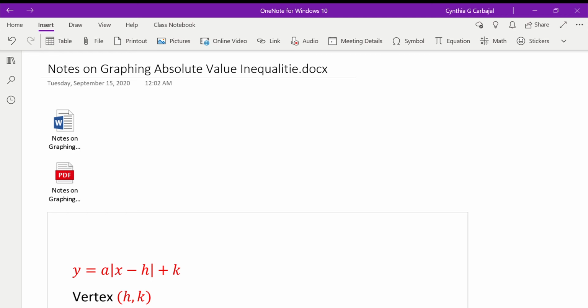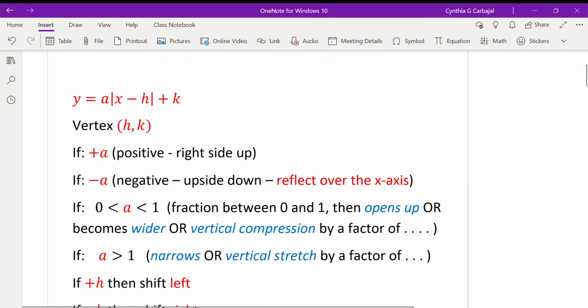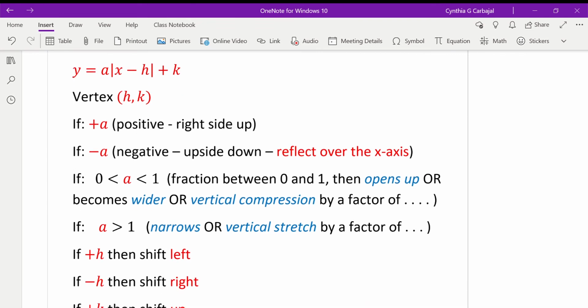Hi guys, today we're going to be graphing absolute value inequalities. Very similar to what we did last Wednesday and Thursday, where we were graphing absolute value functions. But now we're going to add inequalities to it. If you don't remember what inequalities are, I'm going to go over that too.